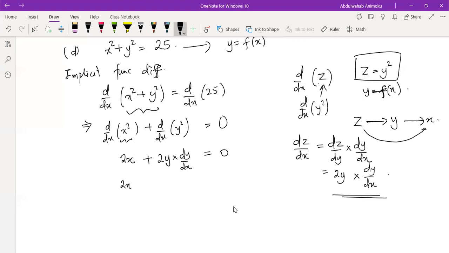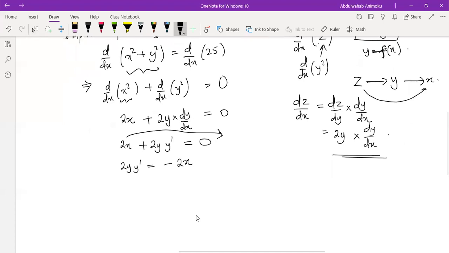Now, sometimes I would use this y prime because it looks cleaner this way. So in that case, 2y y prime would be equal to minus 2x. So I'll take this to the other side. So what will be left is for me to find y prime, which is minus 2x all over what? 2y. So in this case, your answer would be what? Minus x over y.